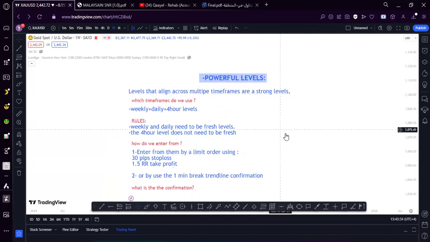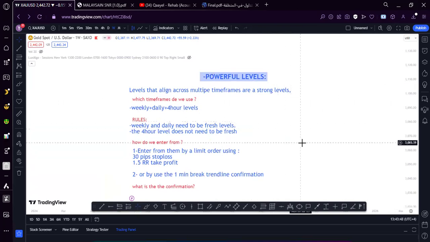Powerful levels are something special you can trade based on. They are levels that align across multiple time frames, and are strong levels. When the price reaches them, they will always give us a reaction.